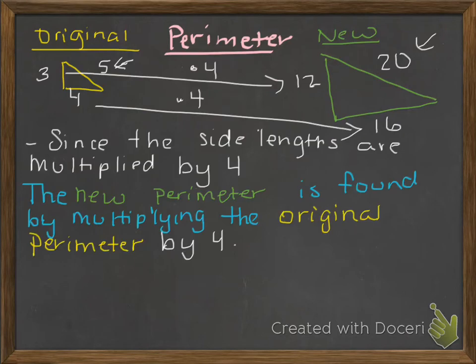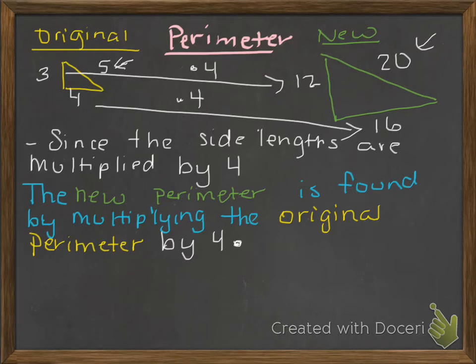Okay, so what I've written here is: since the side lengths are multiplied by 4, the new perimeter is found by multiplying the original perimeter by 4. That's it. It's a direct connection. It's a direct relationship. So there is no squaring. You don't have to worry about that. That's really the only difference between the two.